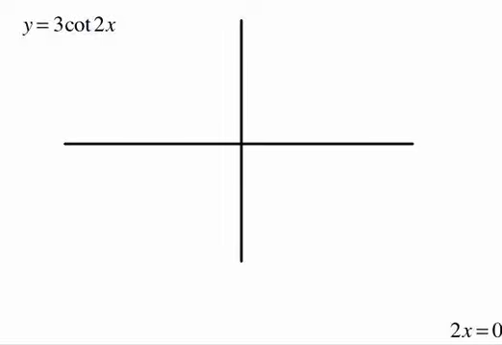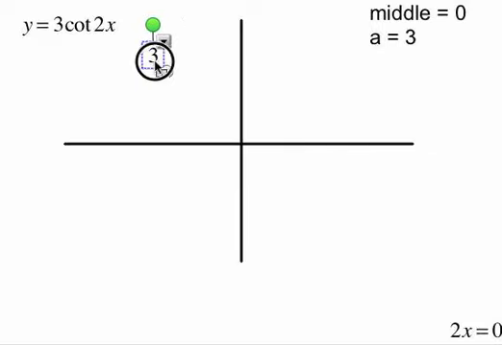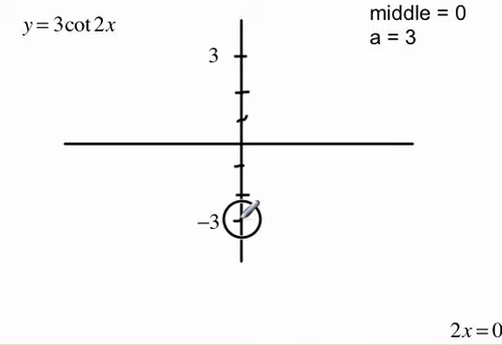Again, first step, identify that middle value. The middle value, this time there's no number out there, so it's 0. So we keep our middle right here on the nice x-axis. Our a value is 3, so we're going to move up 3, and we're going to move down 3. So let me go ahead and put those marks on the graph. So we move up 3, 1, 2, 3, and we're going to move down 3, 1, 2, and 3. Okay, so up 3, down 3, there we go.